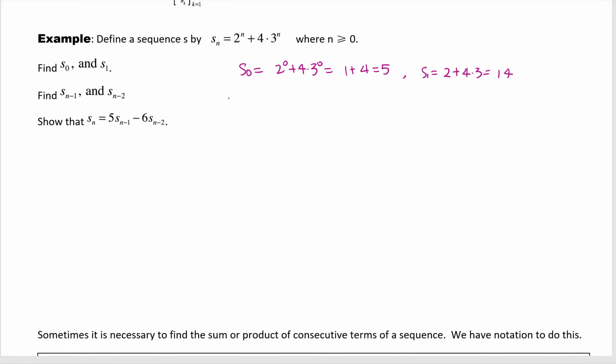And then S sub n minus 1 means whenever we see n, we replace n by n minus 1. And how about S sub n minus 2? It means whenever we see n, we replace n by n minus 2.